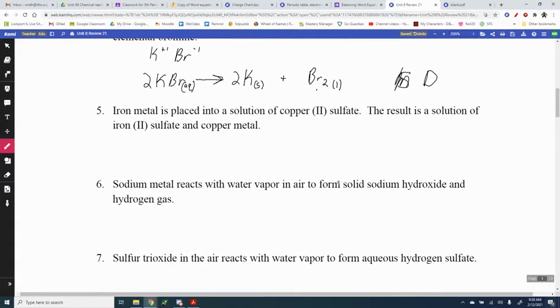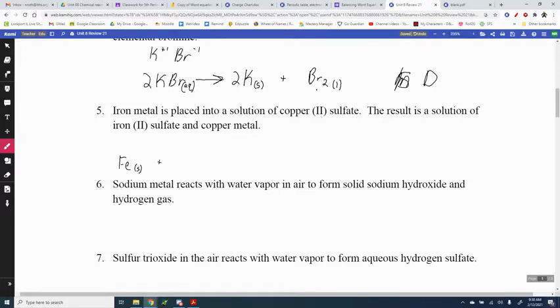All right, so next, iron metal is placed into a solution of copper 2 sulfate. The result is a solution of iron 2 sulfate and copper metal. So iron metal, that is just straight iron, Fe. And that is a solid because iron metal is a solid. Also, it says in the periodic table.